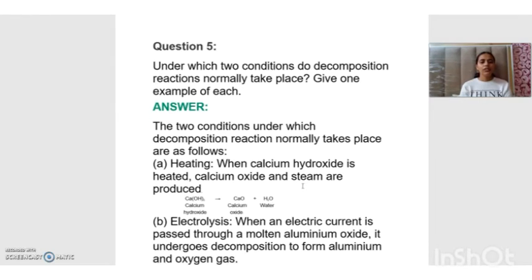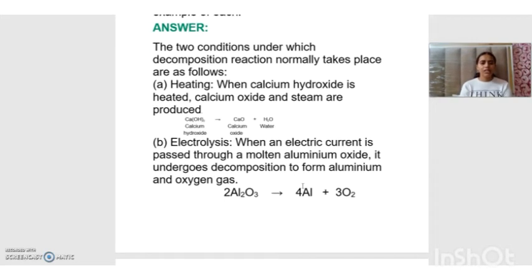Okay, so moving further, question number 5. So what does question 5 say, students? Question 5 is, under which two conditions do decomposition reactions normally take place? Now you have to tell the two conditions where decomposition reactions take place, and give one example for each. So the answer is heating and electrolysis, right?